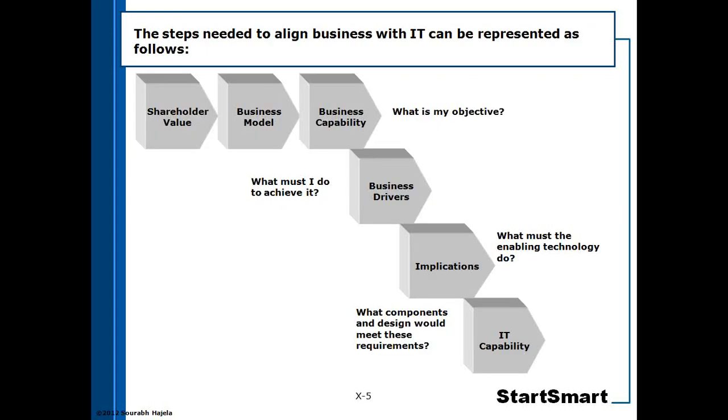This is your high-level map for the rest of the journey for this webinar. Dollars and cents are to the top left-hand corner, right next to shareholder value, and bits and bytes are to the bottom right, next to the IT capability. Essentially, what we're trying to do here is connect bits and bytes to dollars and cents.